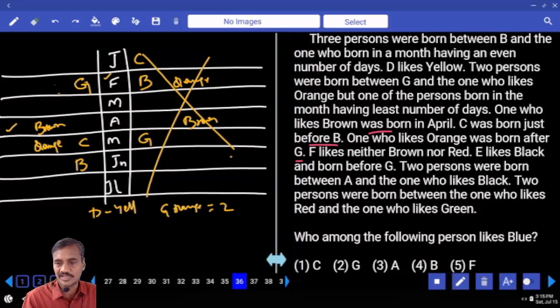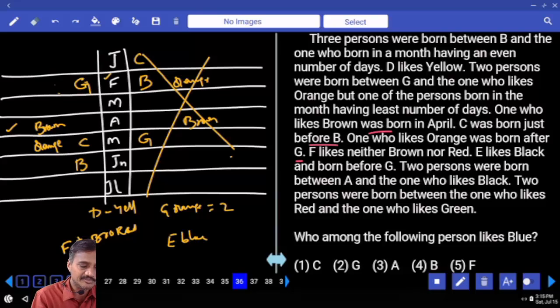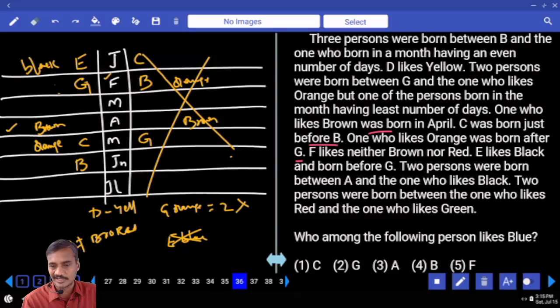And next one, F likes neither brown nor red. F is neither brown nor red in color. E likes black and was born before G. And where is this E? E likes black and was born before whom? Before G. This is the only possibility we have for E. E and black. The next one, G and R is done. And D and yellow, and F neither brown nor red color.